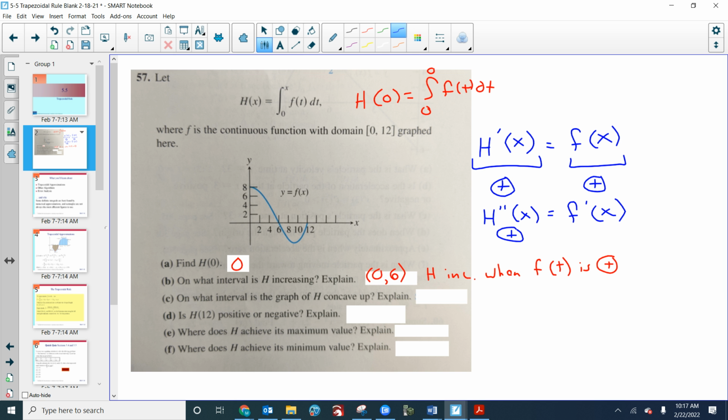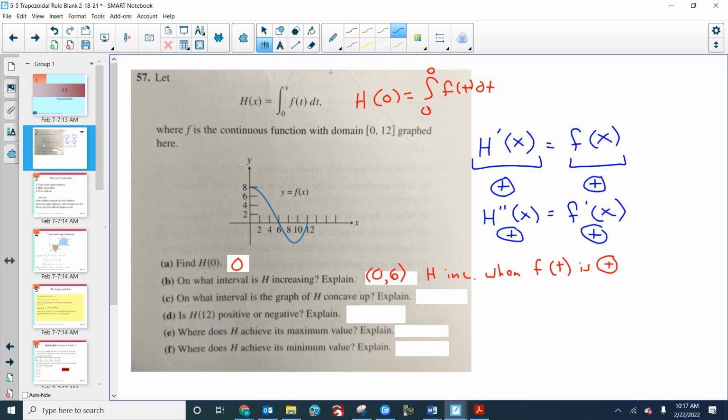Negative. Still negative at 6. How about 6 to 10? Still negative slopes. What's the slope at 10? 0. The slope of F is 0. And then from 10 to 12, the slopes on F are positive. So where we just answered, that is the same answer to where H double prime is positive. So H is concave up from, I'm saying 10 to 12.